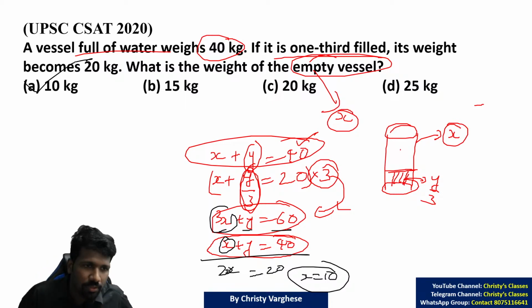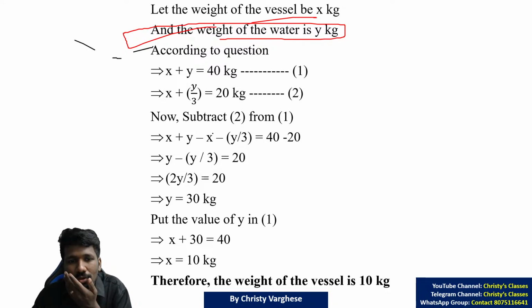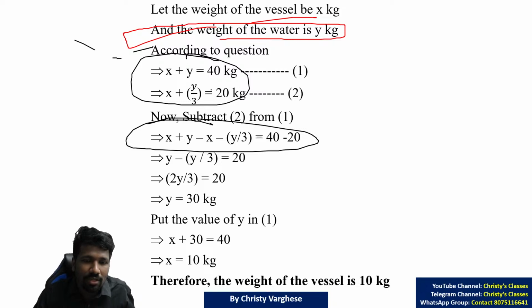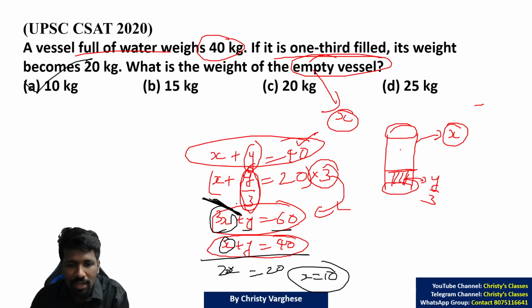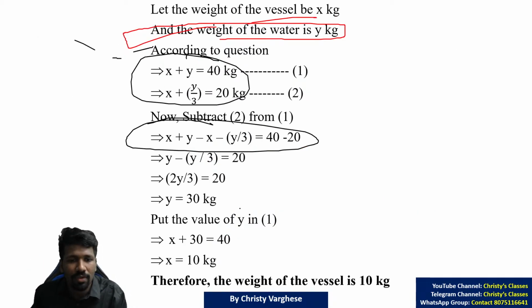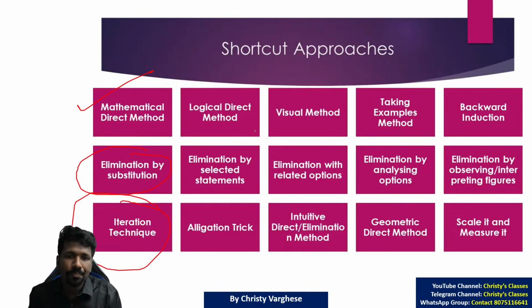Hope all of you understood this. 10 kg is the answer. More steps are given here. By substitution also you can solve. Here what I have shown you is the elimination way. In the beginning I told that elimination and substitution ways are there. If you want the substitution way, that is also mentioned here. Is it clear? Please respond.